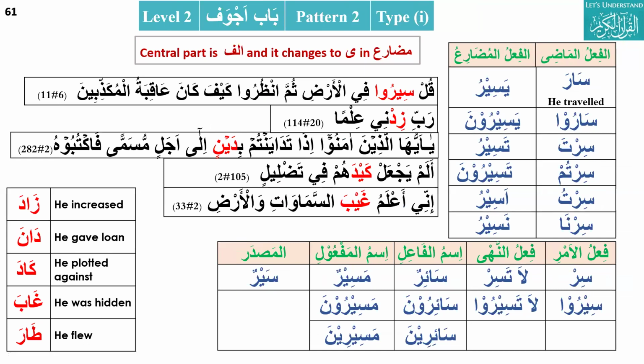So the second case of Bab Ajwaf is Sara Yasiru. Alif changes to Ya. Let's take one example here and just practice. Whenever we do this revision, we have the notes, the link is already given in the description of the WhatsApp group. You can open it and all these verbs are there. At least sometimes we should open them and see the vocabulary. Vocabulary is very important.